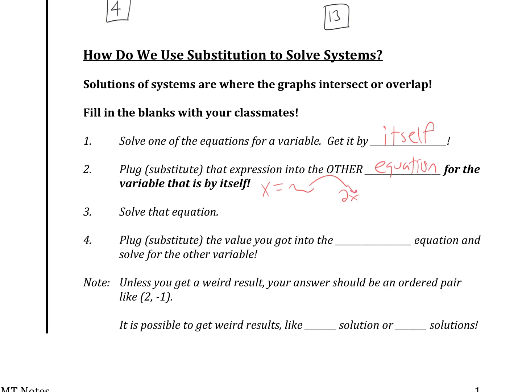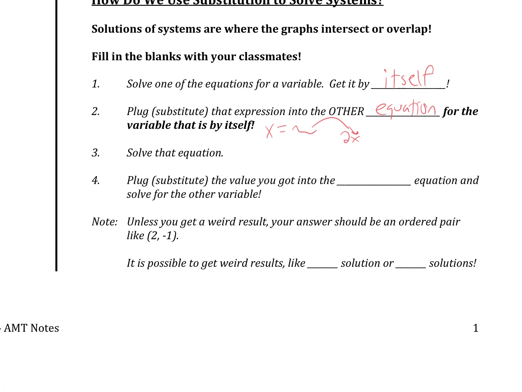Be careful what it's asking you to solve. Whatever it's solved for, you have to plug that into the other equation where that variable appears. It wouldn't make sense to plug x into y, because it's not equal to y, it's equal to x, okay? Then you solve that equation, and you take what you got. You're going to get something like x equals 4, and you're going to plug that in and solve for the other variable.